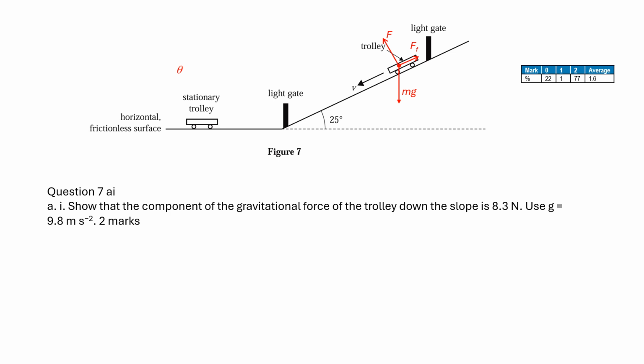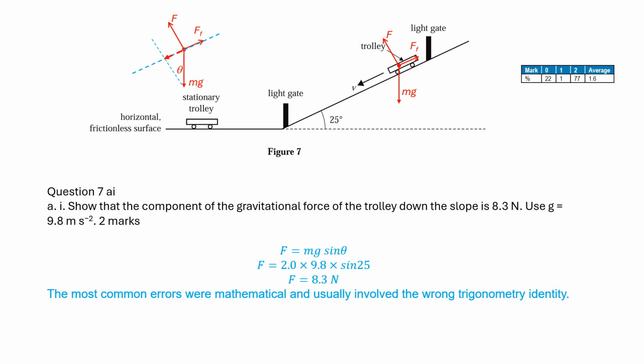Please label all forces acting on the trolley first, and a component of the gravitational force is the projection of the gravitational force on the slope. Step by step, we calculate the magnitude of this component.